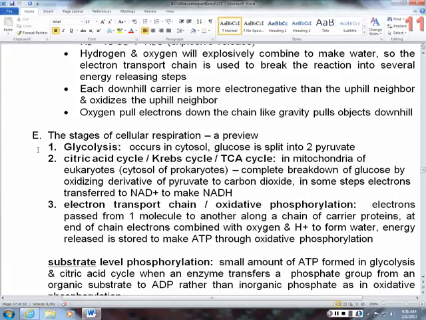So this is going to occur in the mitochondria of eukaryotes, in the cytosol of prokaryotes, and it will completely break down the glucose. So it takes the pyruvate and breaks it down the rest of the way to make carbon dioxide, which we get rid of by exhaling. And as it's doing those steps, you move electrons through the cycle, transferring them from NAD+ to NADH.